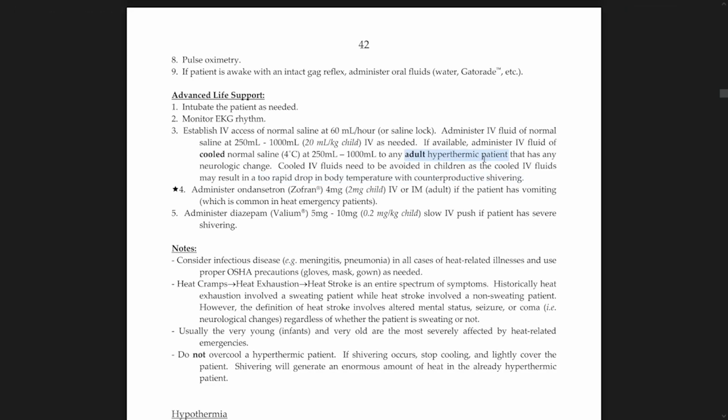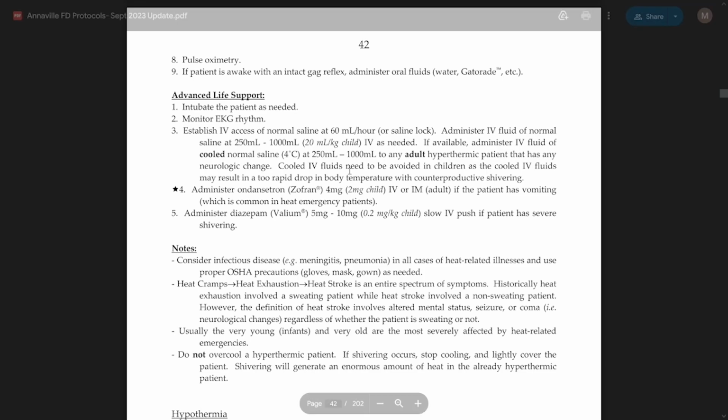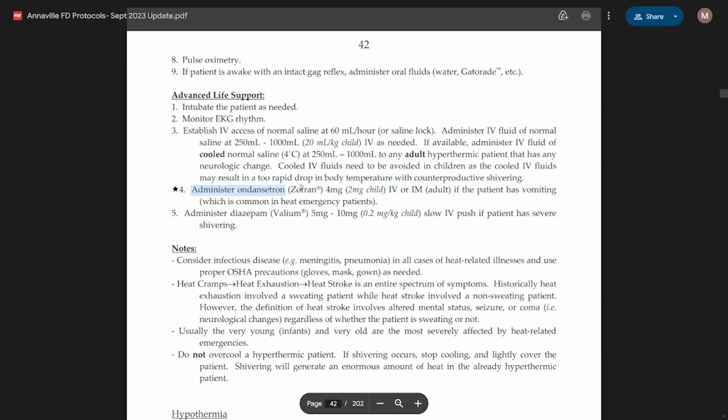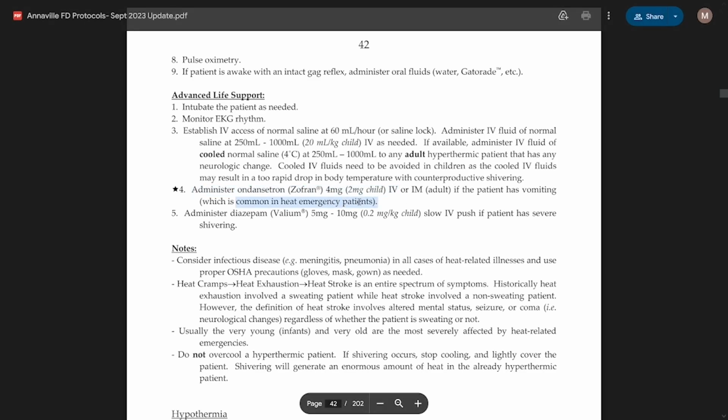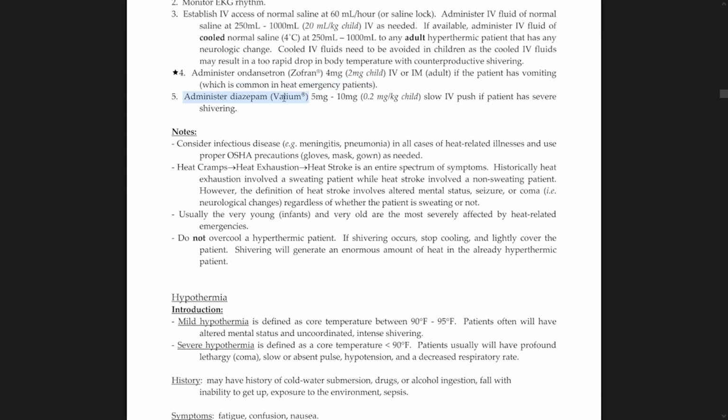So adult hyperthermic patients that have a neurological change or an altered mental status, we give them cooled saline, which we do have access to. Do not do this for children, though. And we think about febrile seizures at this point, right? So, administer Zofran, 4 milligrams, or 2 milligrams to a child, IV or IM, if the patient is vomiting, which is common in heat emergency patients. Administer diazepam or Valium, 5 to 10 milligrams or 0.2 milligrams per kilogram to a child, with a slow IV push if the patient has severe shivering.